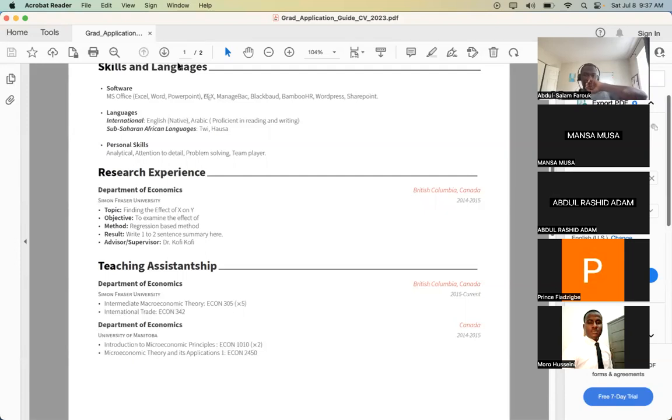Then we go on to the next one, right? Any question? Anyone with a question in there? Yes, please, go ahead. Back to the research experience: are we supposed to stick to the thesis that we wrote, or, for those of us who were research assistants in our schools, can we add some of the research that we have participated in? That's a very good question. I'll come to that section as well. I deliberately separated the two sections, so I'll speak to that.